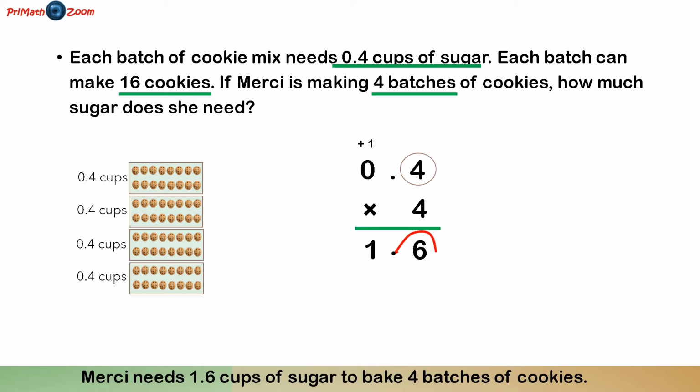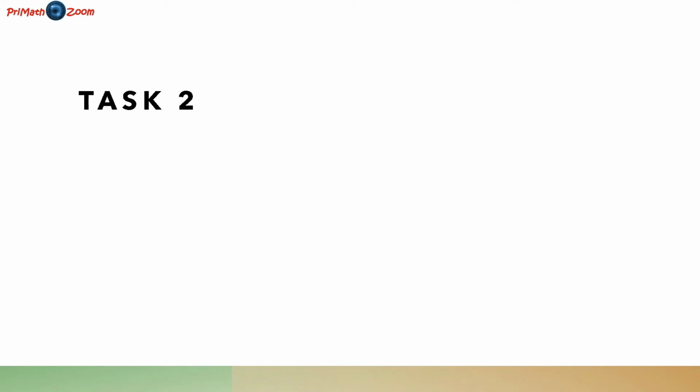Here we can say Mercy needs 1.6 cups of sugar to bake 4 batches of cookies. Okay, we're going to continue, and in continuing, we're going to focus mainly on multiplication.